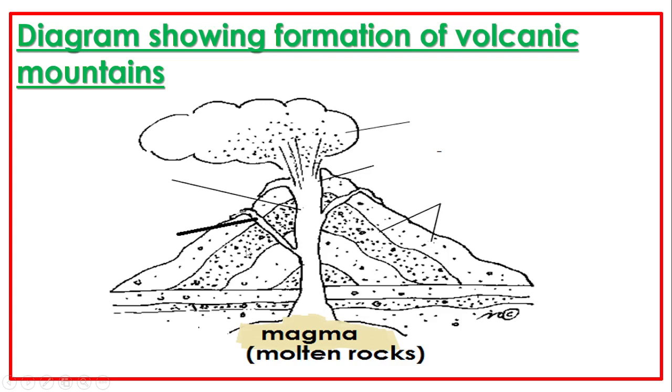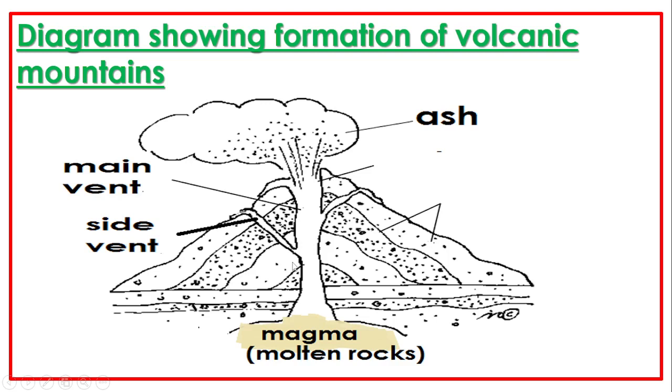Yes. So we can name some parts of this mountain. This pipe here is called the main vent. That is the main pipe where magma passes, a big pipe where magma passes. That is called the main vent. Then this small one here is called a side vent. This one is a side vent.